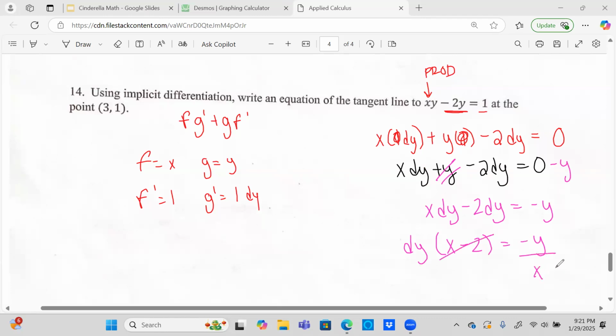Divide. And if you were just getting the derivative, you'd be done. But we're not. We're going to use that derivative to find the tangent line to the graph at this particular point. So everywhere we see y, we're going to put in 1. So this is going to give us negative 1. I'm in the light green. And everywhere we see x, let's put in 3. So 3 minus 2. So that's negative 1 over 1, which is negative 1. That is the slope of the tangent line. Okay, let me get some room here.